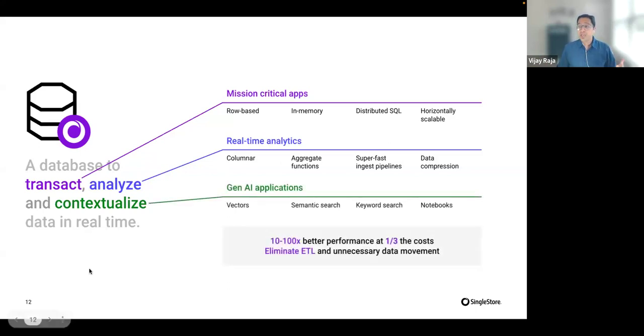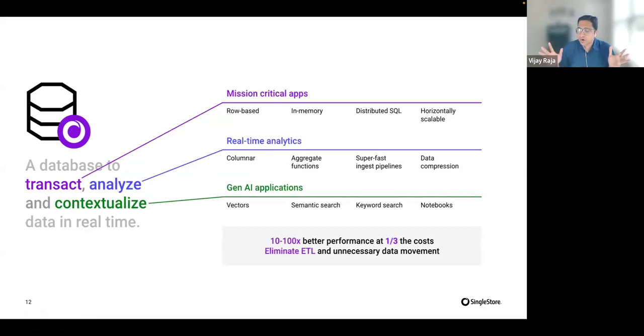Last but not the least, contextualize. This is really the AI or vector capabilities that I was talking about. And we have a number of customers already using it to do semantic search. And we also have notebooks that sit on top of the database that you can use to write SQL or Python code, that you'll probably see today from Akmal as well.